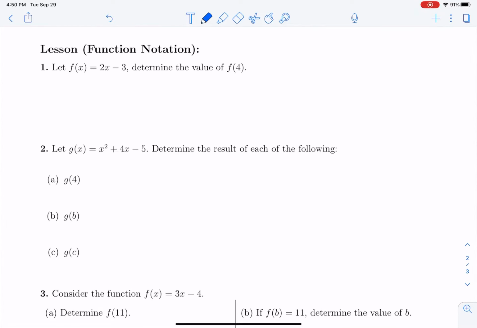All right, so let's get into the lesson. So I'm told in number 1 that f of x is equal to 2x minus 3. And I'm asked to determine the value of f of 4.